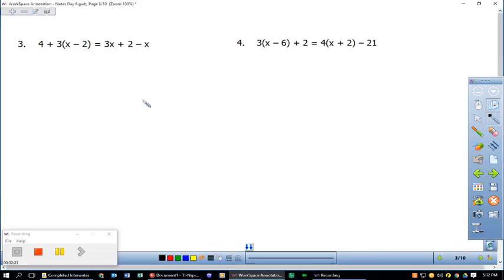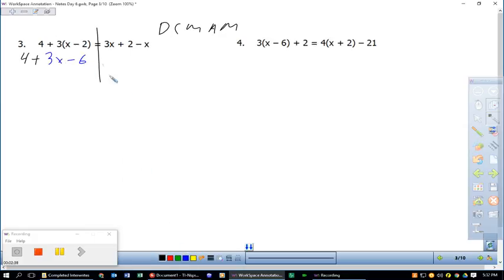All right, number 3. Again, don't call me a monster. First thing we can do on number 3 is distribute. I'm going to draw my line first. Distribute, so I can distribute the 3 and get 4 plus 3x minus 6 equals 3x plus 2 minus x. Now, next thing we can combine like terms. Over here on the left side, there's a 4 and a minus 6, which will give us a negative 2. So negative 2 plus 3x, I'll bring it down.